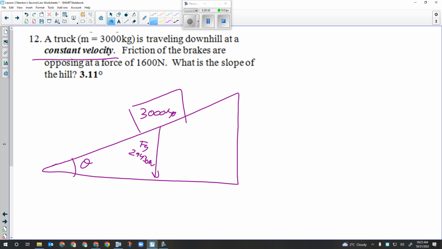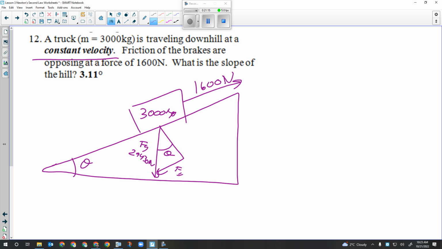newtons, okay? We're gonna need F parallel, but we don't know what it is yet, but there's gotta be a way to get it, because that's the only way I can think of to get the angle, is to have two sides of that triangle on the inside, all right? So we know that friction is opposing with 1600 newtons, and we know that the truck is traveling at a constant velocity. What does that help me get? F net. What's F net? Right, so what's that parallel?